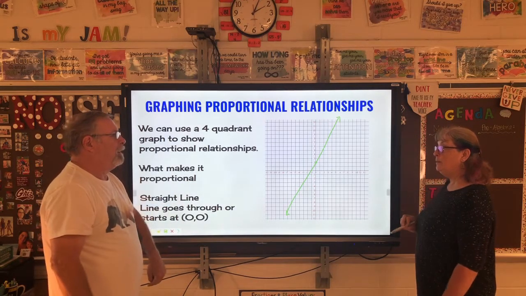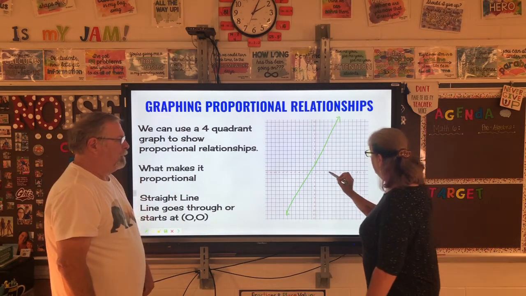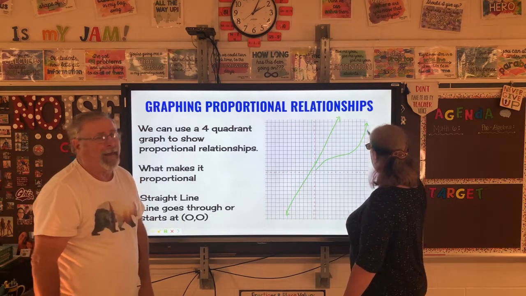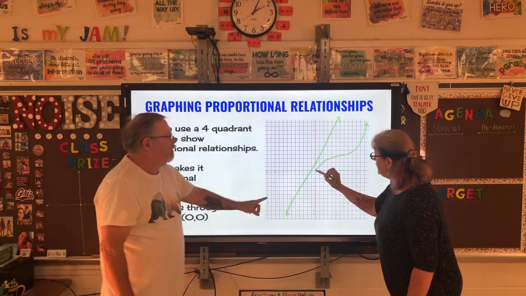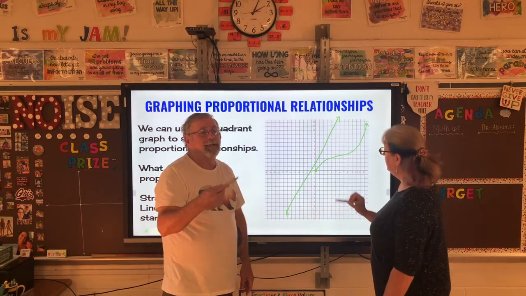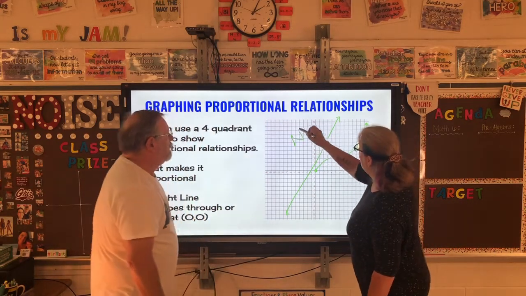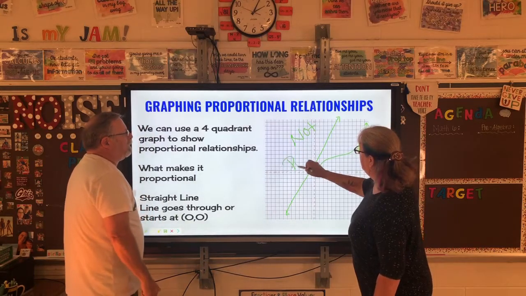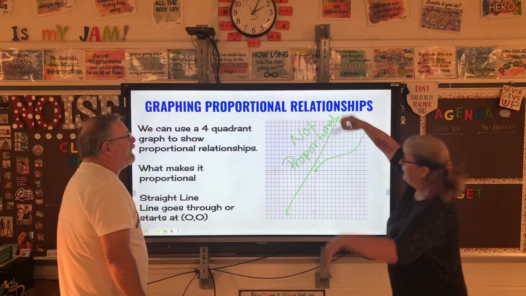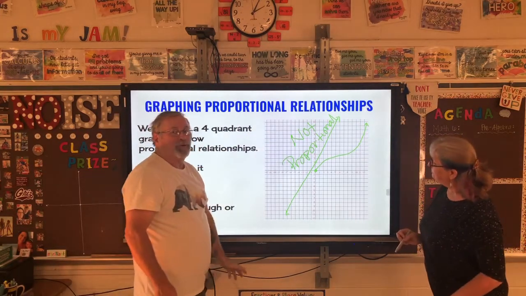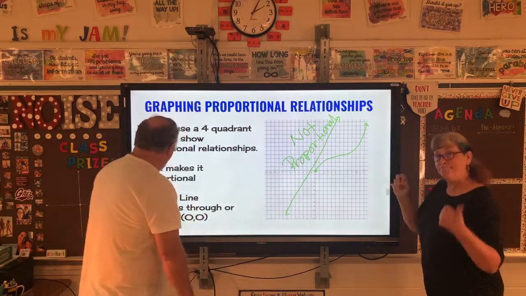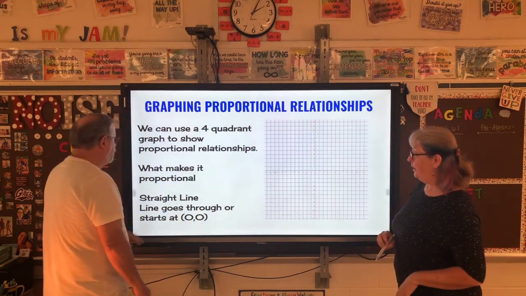You want to show them the wiggly one? The wiggly one. Okay. Well, if it's not straight, that would not be proportional, even though it starts at 0. What we call straight lines, we call linear. Those are linear lines, straight lines. So these are not proportional. They don't go through 0. And even if they start at 0, if it's not a straight line, not proportional.